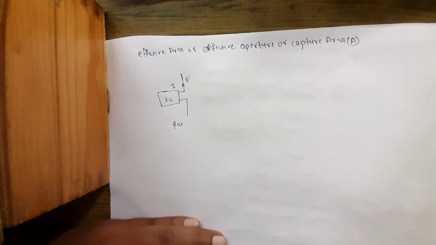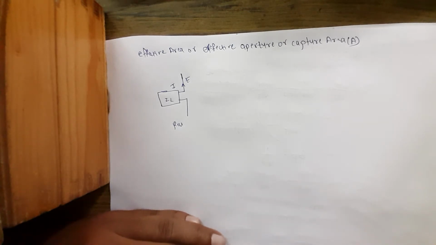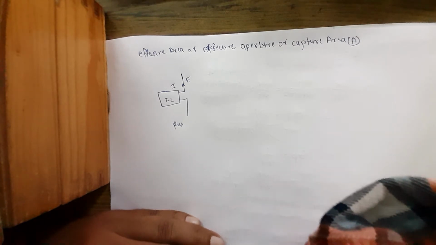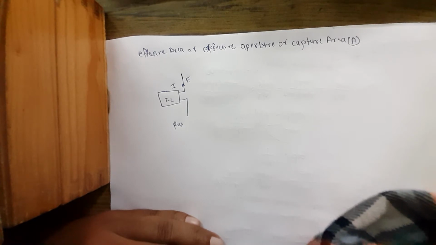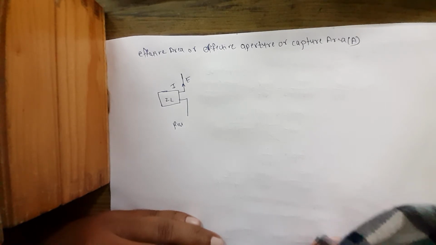Now we will see what is the effective area, or effective aperture, or capture area. Basically we have the transmitter antenna and receiver antenna. The transmitter antenna will transmit the electromagnetic signals and the receiver antenna will receive the electromagnetic signals. So basically a transmitting antenna transmits electromagnetic waves and a receiving antenna receives a fraction of the same.